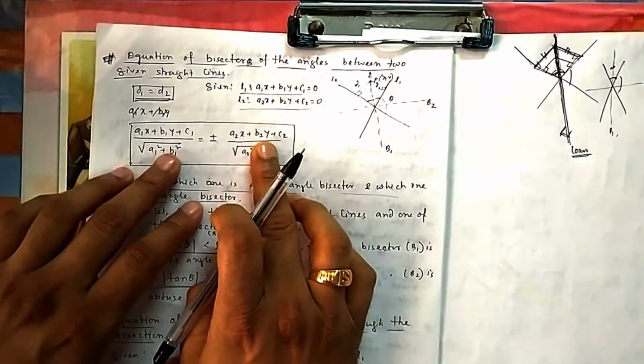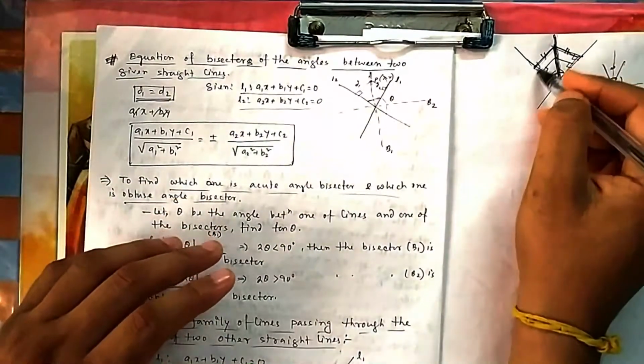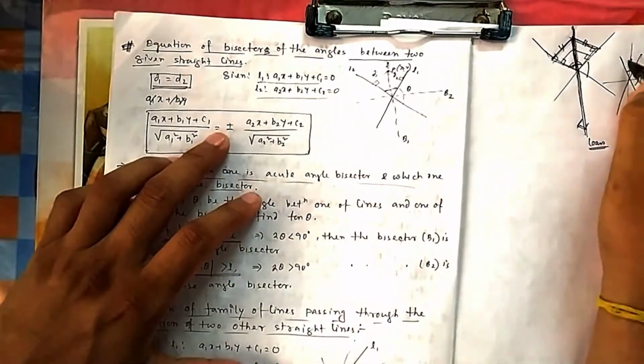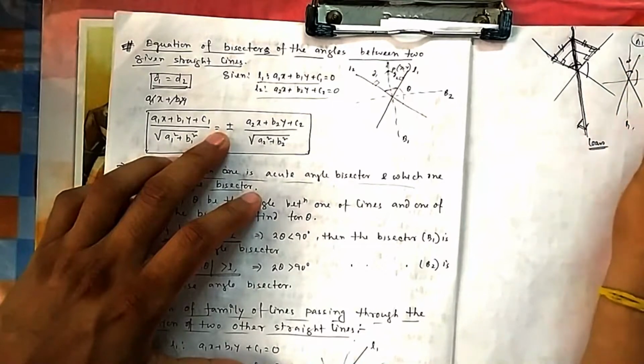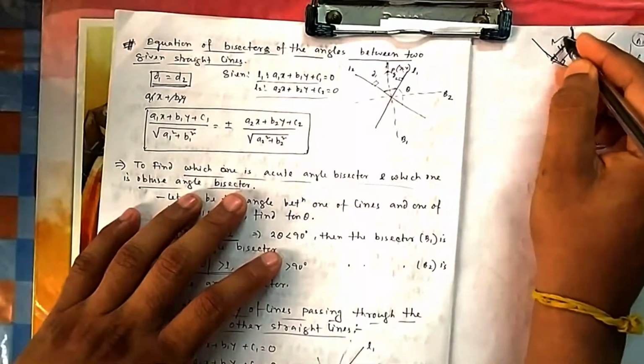So this distance should be equal, and this should be plus minus. Why plus minus? Because on either side, one side it is this and another side it is that. So that's why plus minus is given, and this is also given because you have two bisectors. B1 is one bisector, B2 is the other bisector. So one sign will give you one bisector, and the other sign will give you the other bisector. You don't know which side it is.